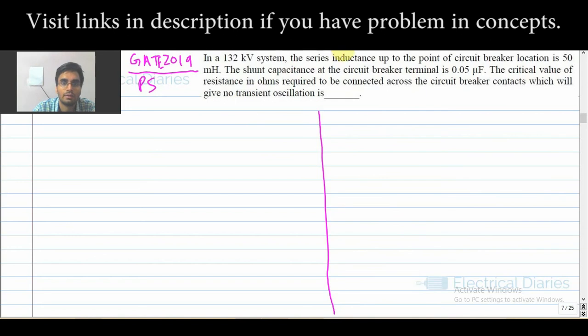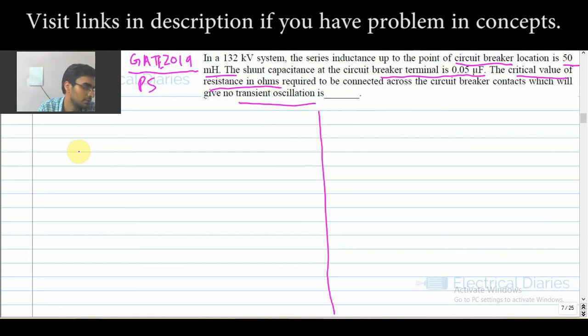In a 132 kV system, the series inductance up to the point of circuit breaker location is 50 millihenry. Circuit breaker questions. In power system, it's an easy subject, because if you know the topics, then you can solve the questions. You will find difficulties in the power equations related questions, but when you do a number of questions, you will get the idea. So question solving is the most important part. The shunt capacitance C is also given, L is also given, and we have to find the critical value of the resistance in ohms which gives no transient oscillation.